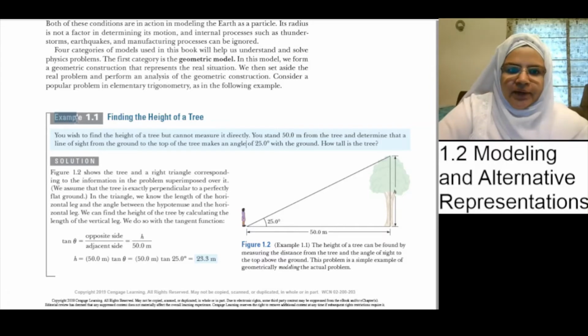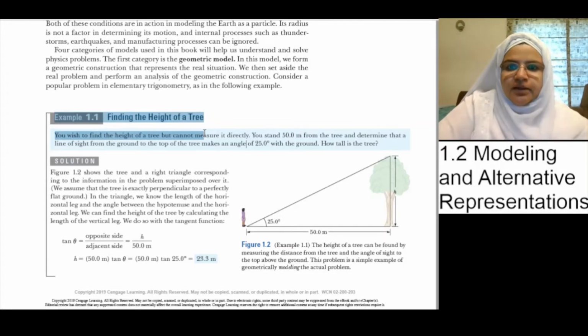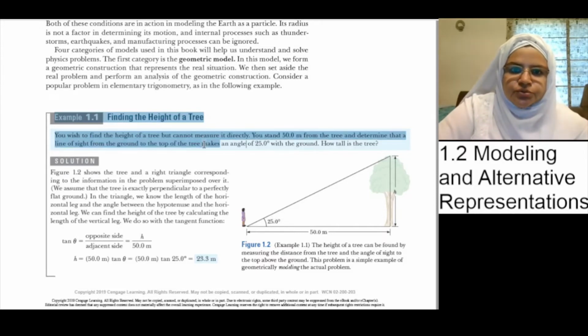Example 1.1. Finding the height of a tree. You wish to find the height of a tree but cannot measure it directly. You stand 50 meters from the tree and determine that a line of sight from the ground to the top of the tree makes an angle of 25 degrees with the ground. How tall is the tree?